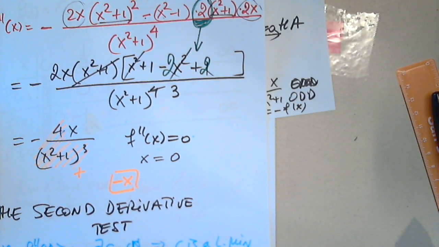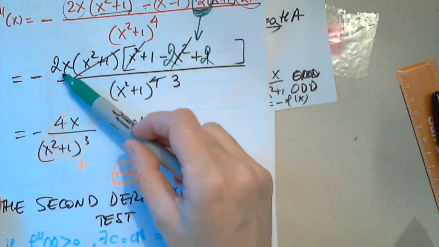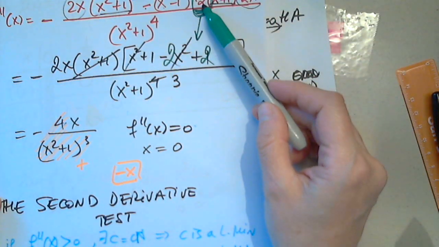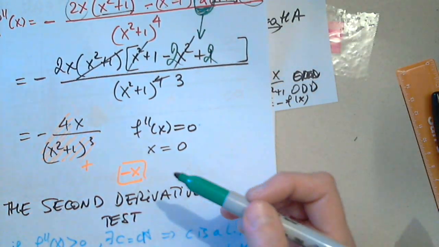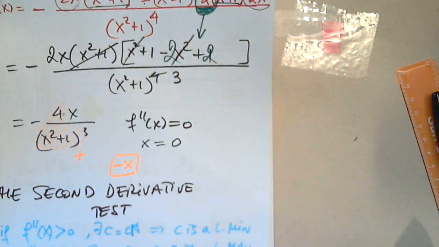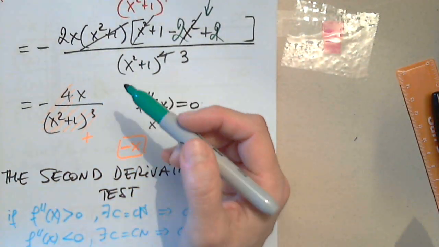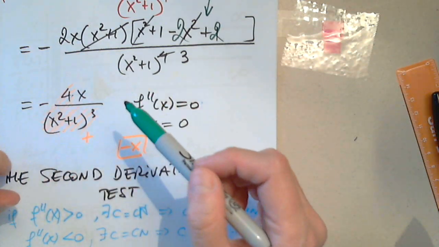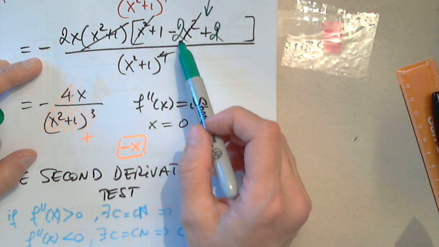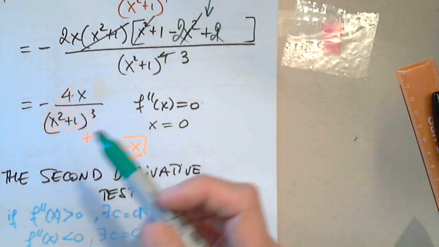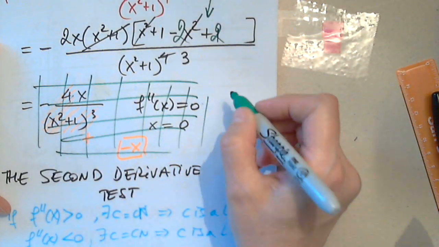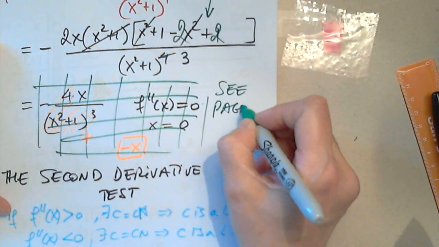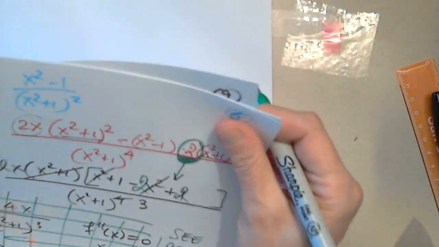Sorry. So we had 2x is out, x squared plus 1 is out. So I have 2 times x squared, negative 2x squared, and plus 2. Sorry about that, I have to correct that. I can't leave it like that. So sorry about that, I forgot about the 2. Okay, so I cannot simplify anymore. See page 10.